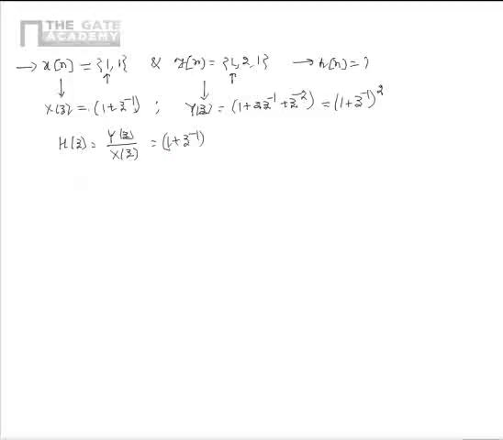So from the definition of Z transform, the impulse response can be written as h of n is equal to 1 comma 1, where the first one corresponds to the instant n is equal to 0. So this is the impulse response of the LTI system.